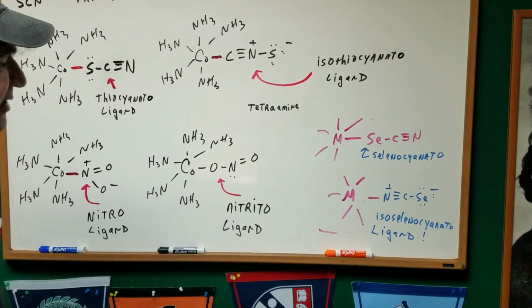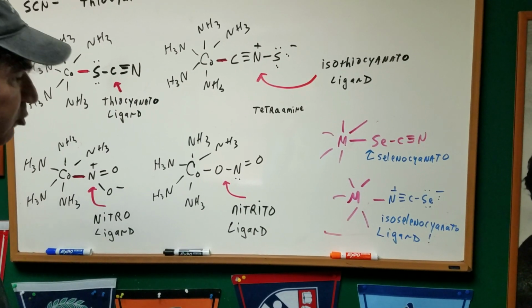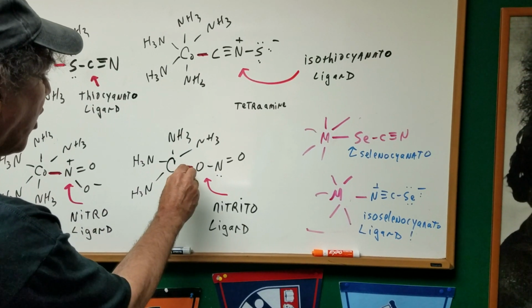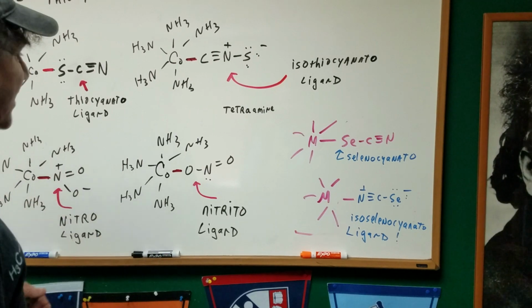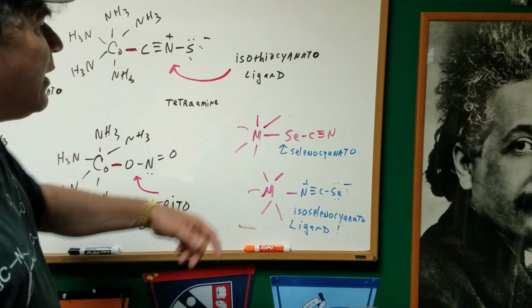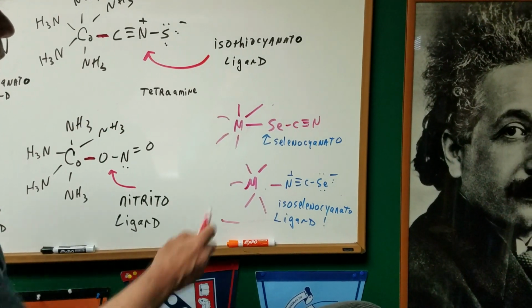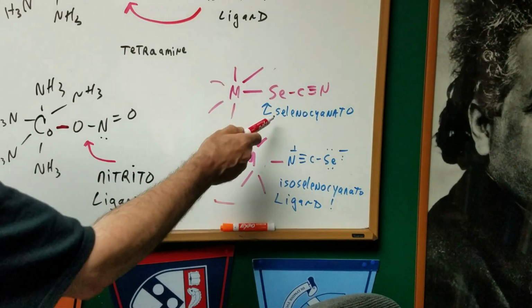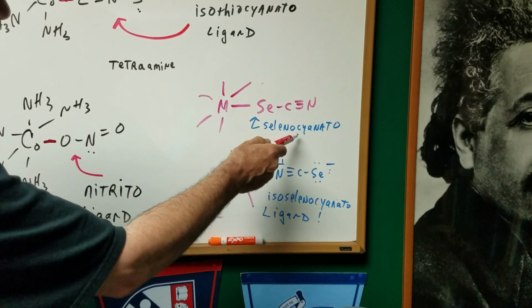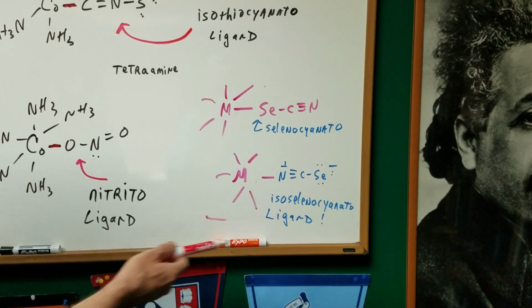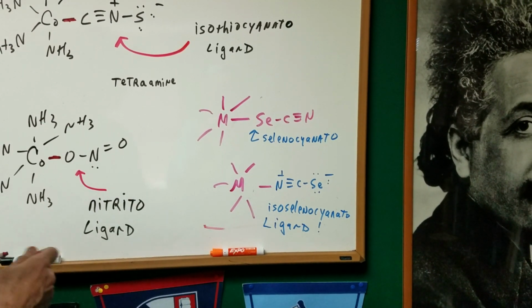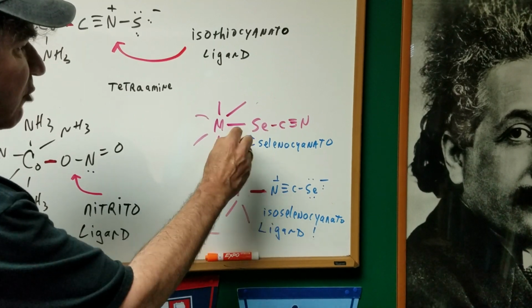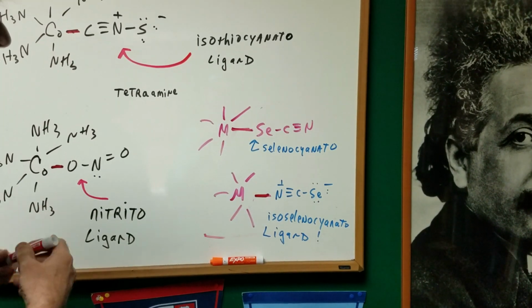What does nitrito sound like? Fritos. Dorito. So nitrito would be if you have a cobalt-oxygen bond. So I hope this gives you an idea. If you want to do one more, if we attach a selenium to the metal, say this is a metal, and we attach a selenium, we can get what's called a selenocyanato ligand, or an isoselenocyanato ligand if you attach it from the metal to the nitrogen versus a metal to a selenium.